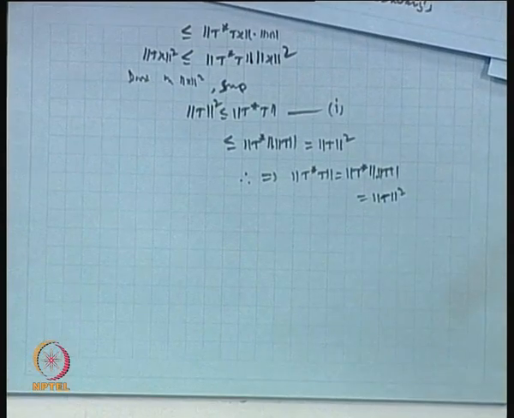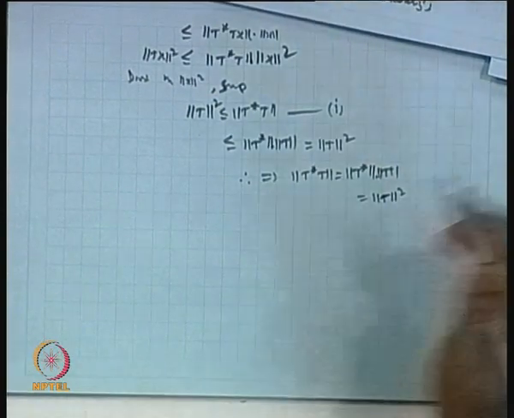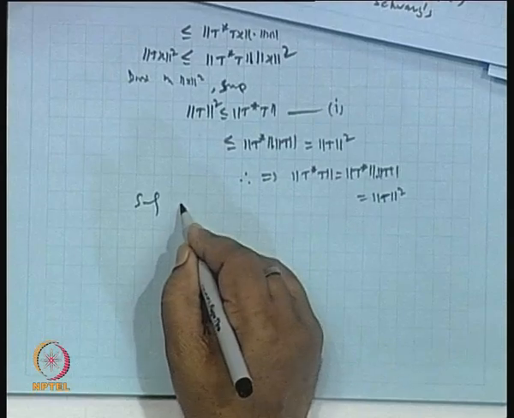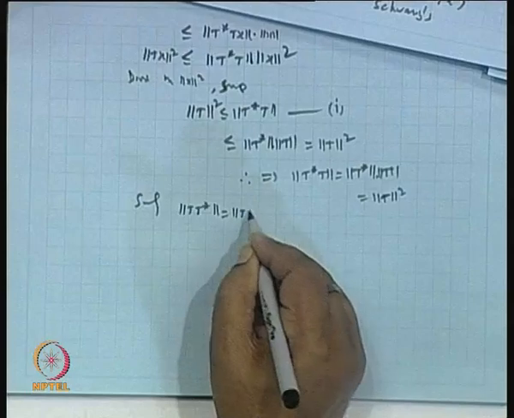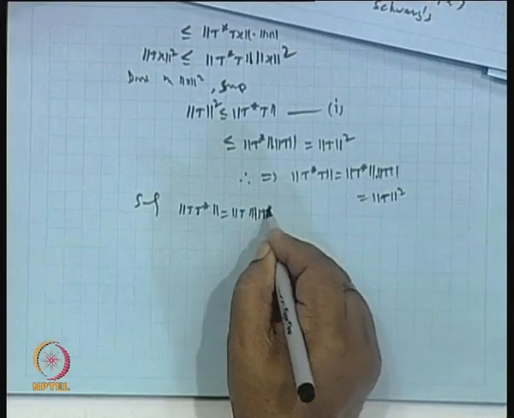Is it okay or not? Similarly, you can start with TT*. Similarly, start with the norm of TT*. In a similar way, you can show it. Is it not?